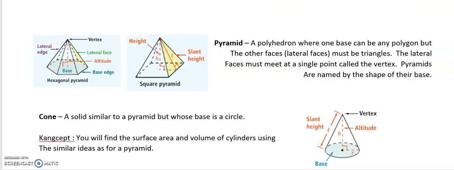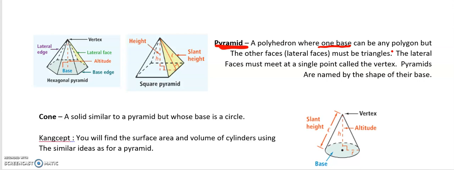Now, the next type of polyhedron that we want to talk about is something called a pyramid. Now, a pyramid, ladies and gentlemen, is different from a prism in the fact that it will only have one base. Now, that base can be, again, any type of polygon. It can be a triangle, it can be a square, a rectangle, hexagon, whatever.